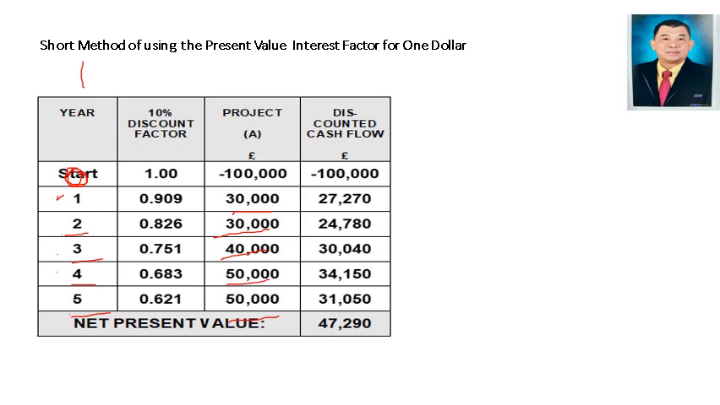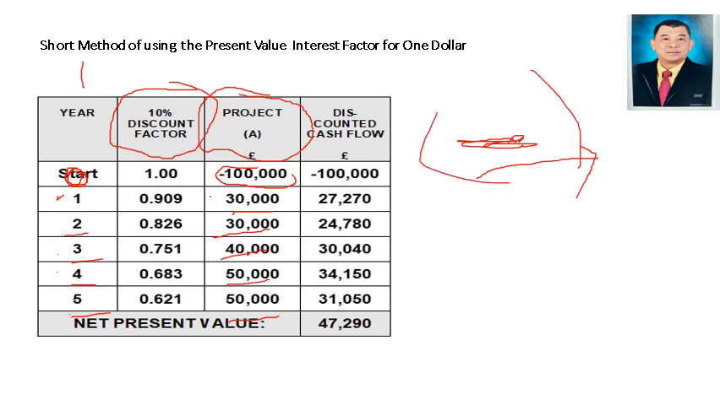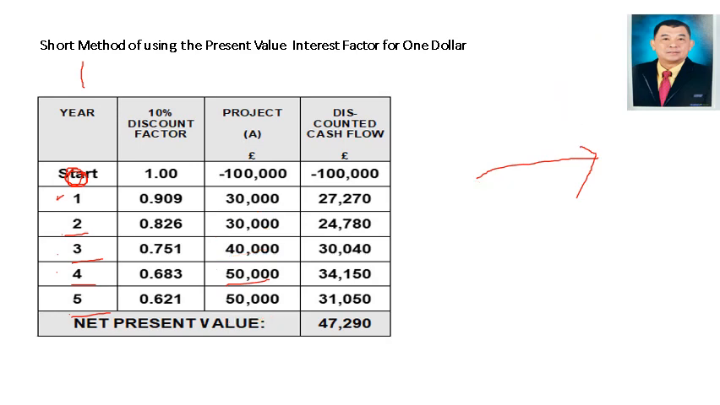So, the second column is your 10% discount factor that is given. This one is your cash inflow. But the zero, this is negative because it is going out. That is your investment. That is why it is a negative sign. These ones are positive because it is going in. Okay? So the third column is your cash flow, and the last column is the discounted cash flow.